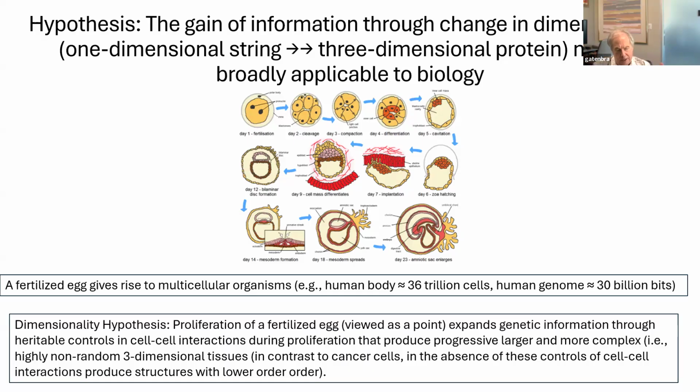And I contrast this to cancers, in which the cancer cells are proliferating, but in the absence of the cell-cell interactions that produce a highly non-probable and complex structure, so that cancers produce really structures with low order by comparison, and this represents kind of the dichotomy of these kinds of informational dynamics.